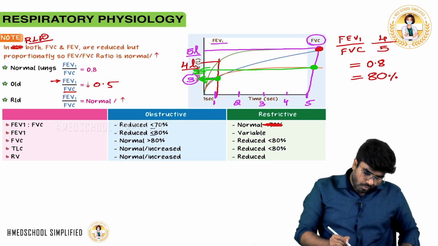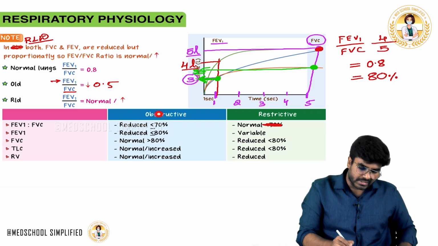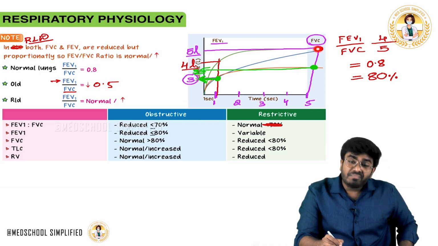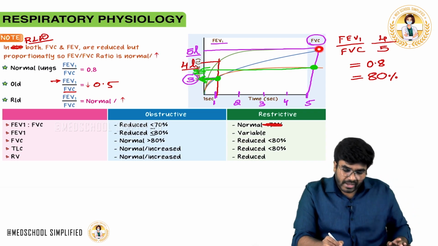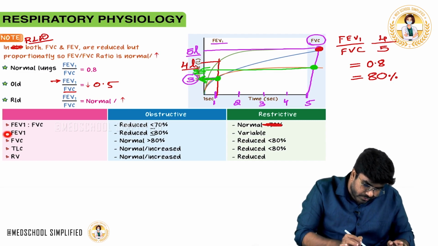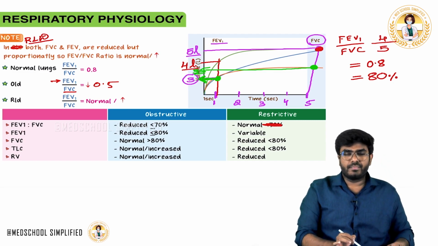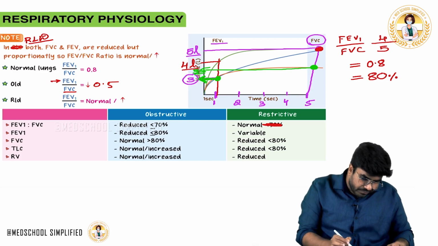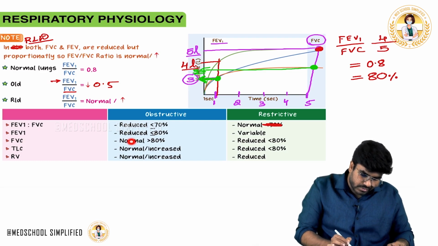Now, what happened to FEV1 in obstructive lung disease? In obstructive lung diseases, most of the time FVC is normal or slightly reduced. FVC is normal, but FEV1 is reduced. Now, what happened to the FVC? FVC is normal, but FEV1 is reduced.